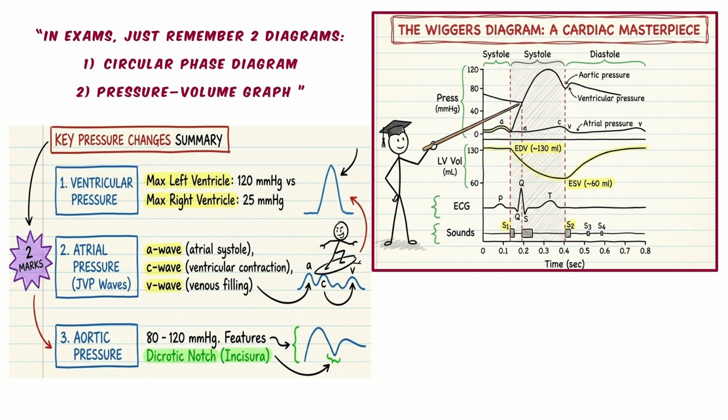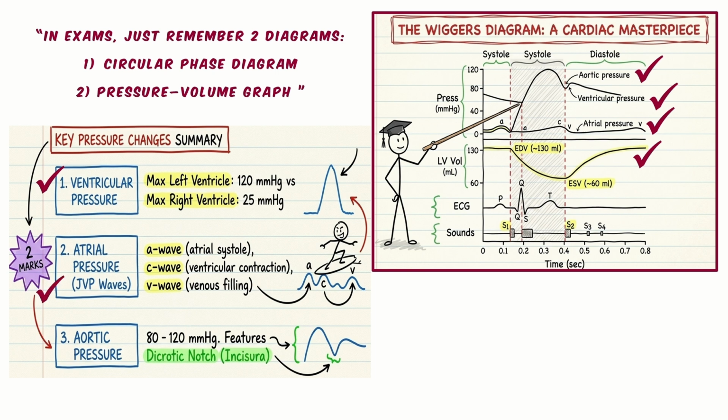In this diagram you will draw aortic pressure, then the ventricular pressure, atrial pressure, and down you will draw the volume of the ventricles. To explain the pressure changes summary, you will explain this under 3 headings. Ventricular pressure: here the pressure changes between 80 to 120, and again comes back to 80 on the left side, whereas on the right side the maximum pressure attained is 25 mm of mercury.